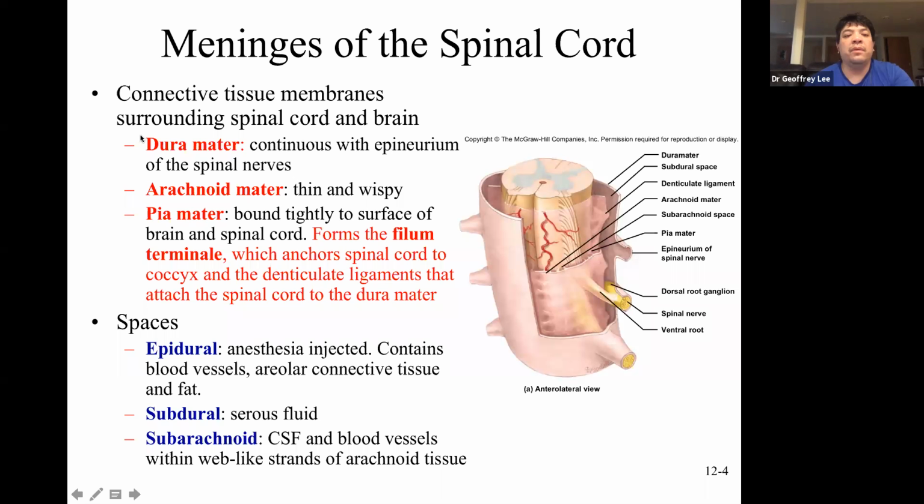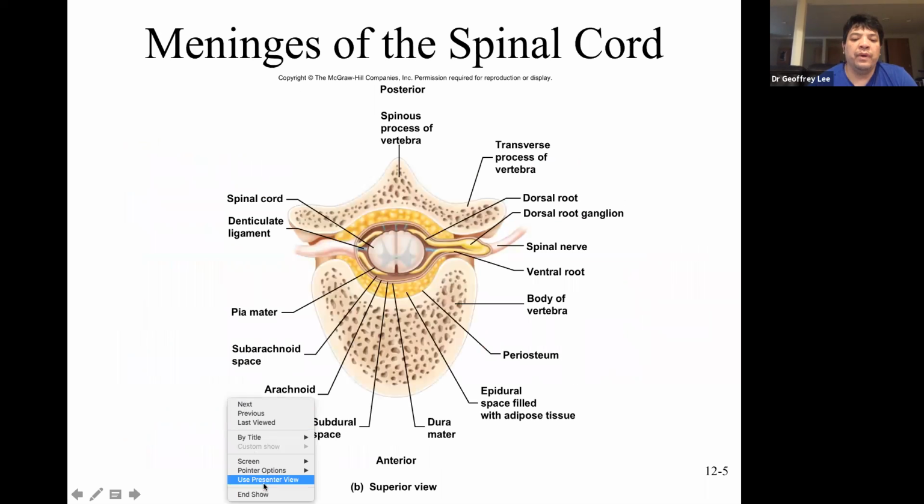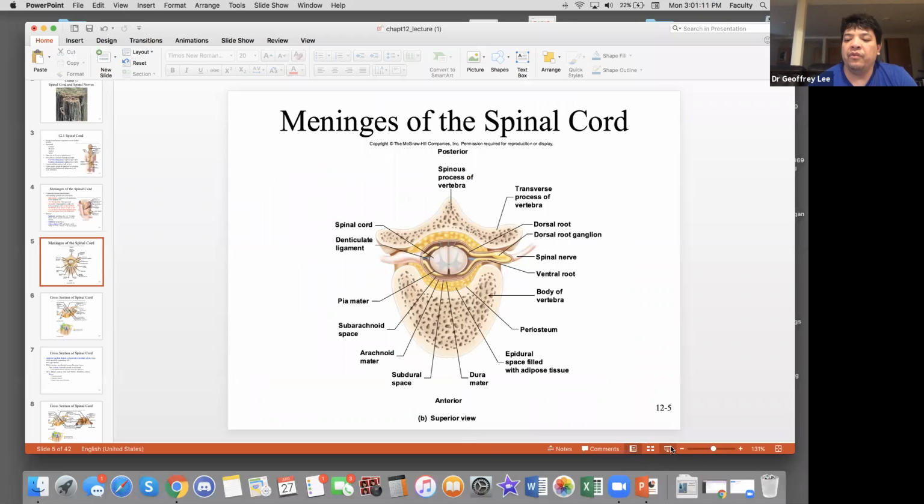Then, deep to the dura mater is the second meninx, called the arachnoid mater. This arachnoid mater is deep to the dura mater. It's thin and wispy, and what's usually important about it is what we see deep to it. Deep to the arachnoid mater is what we call the subarachnoid space. This subarachnoid space is where we're going to see our cerebrospinal fluid.